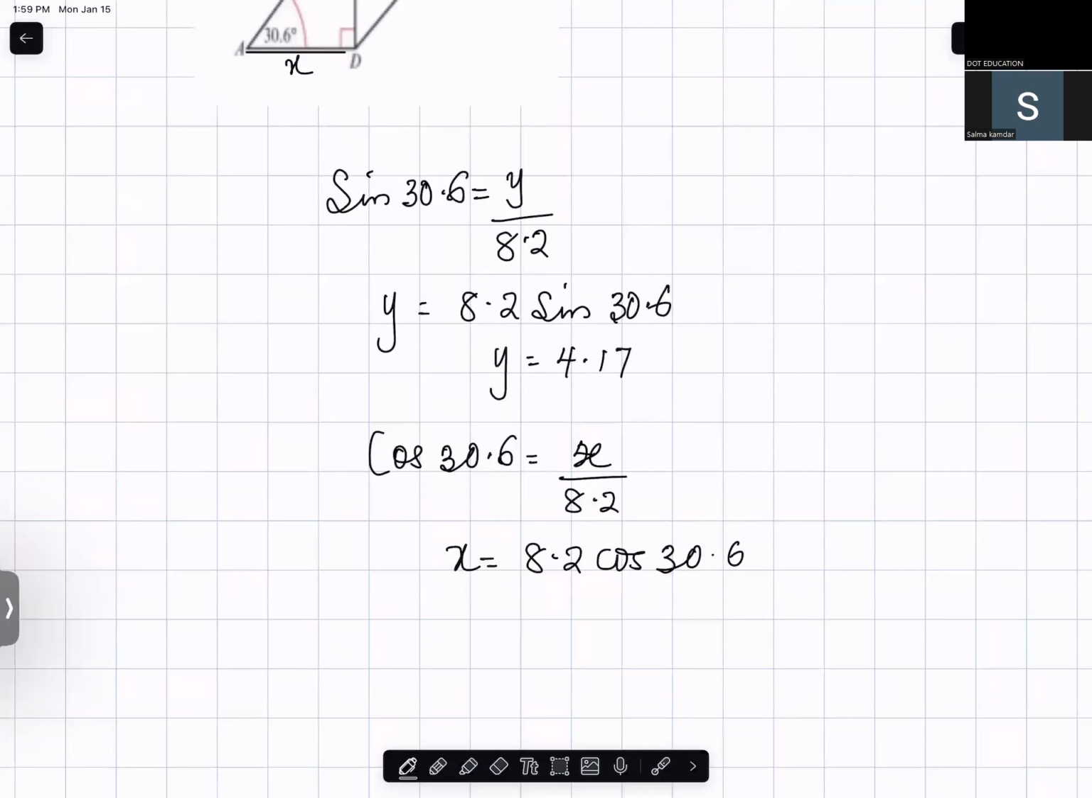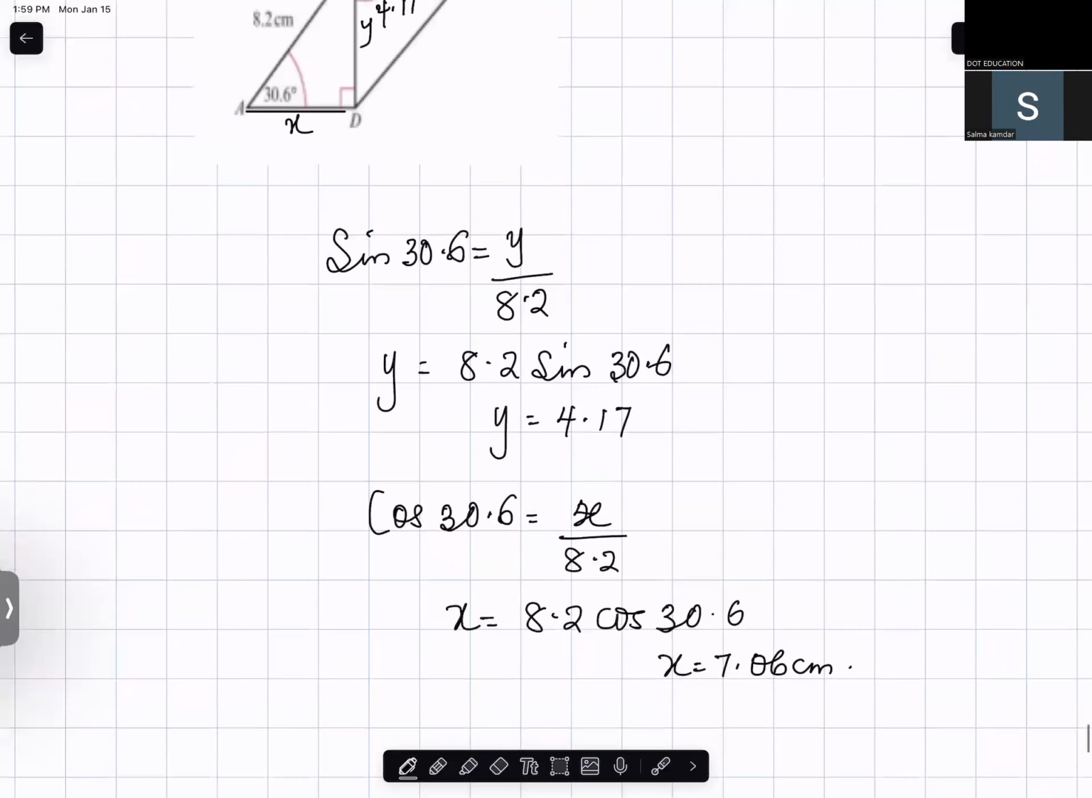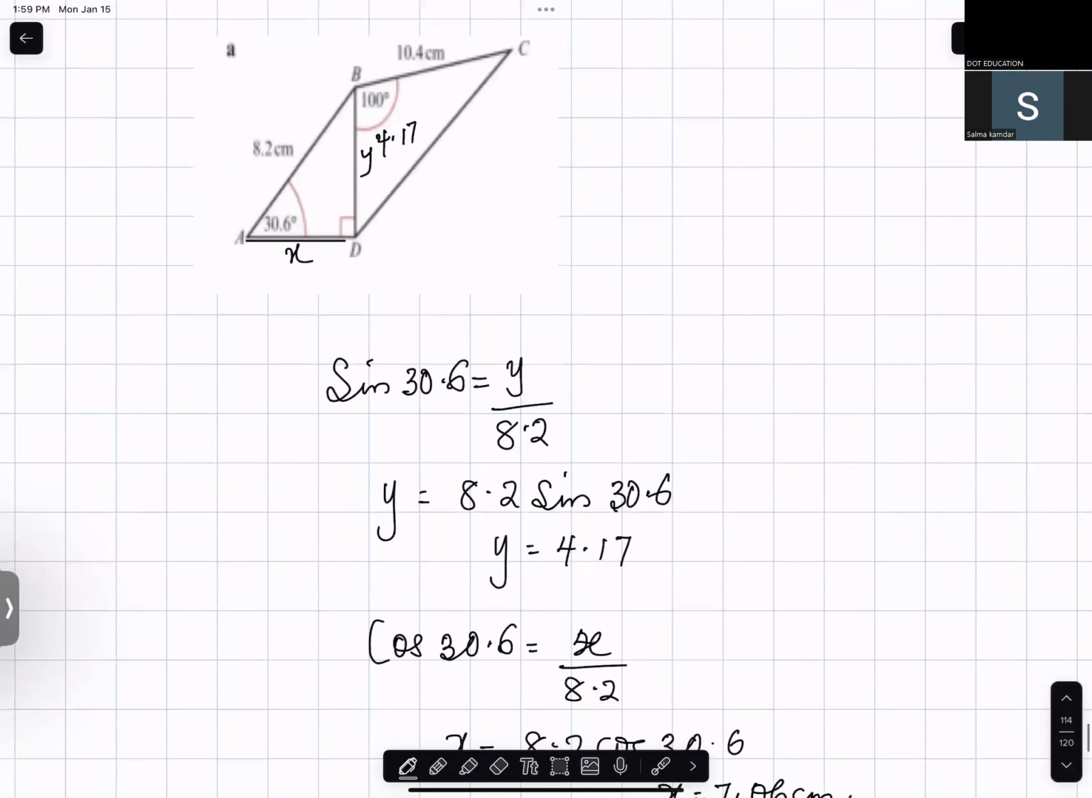Gives 7.06. So we have our x as 7.06. After getting x as 7.06, we can proceed to look for the area of the individual triangles, area of ABD and area of BCD.